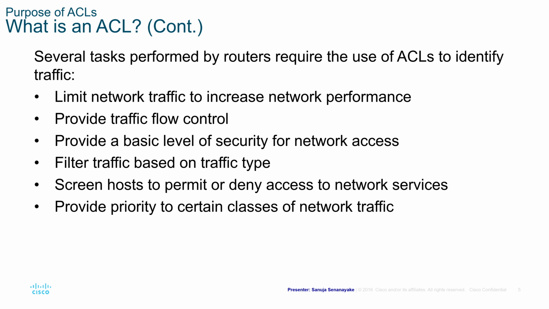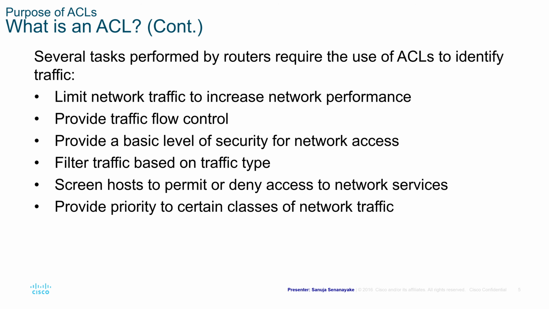You can screen hosts to permit or deny access to network services. So you can actually use ACLs to prevent certain hosts from accessing your FTP server. Instead of doing this at the server level, you can do it at the router or the first hop level. If you apply the ACL policies at the very first hop or a couple of hops in your network, you can prevent certain users and hosts from accessing your FTP server by using ACLs at the very beginning of your network, right?